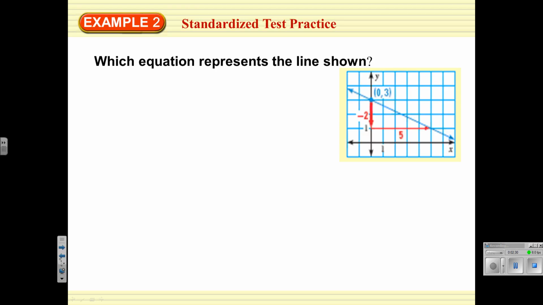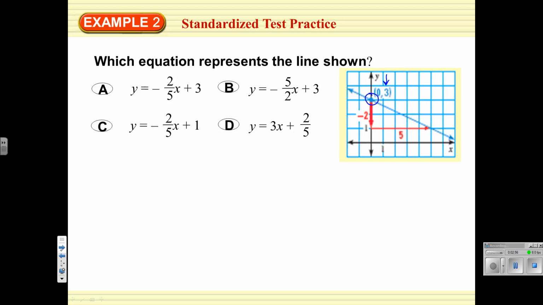Example 2. Which equation represents the line shown? Okay, again, what do we know in this picture? Well, first of all, we can tell the point that it crosses the y-axis. So we know the y-intercept is right there. So there's our y-intercept. We also know our slope. We can see our change in y, and we can see our change in x. So that's what we already know by even looking at that picture.